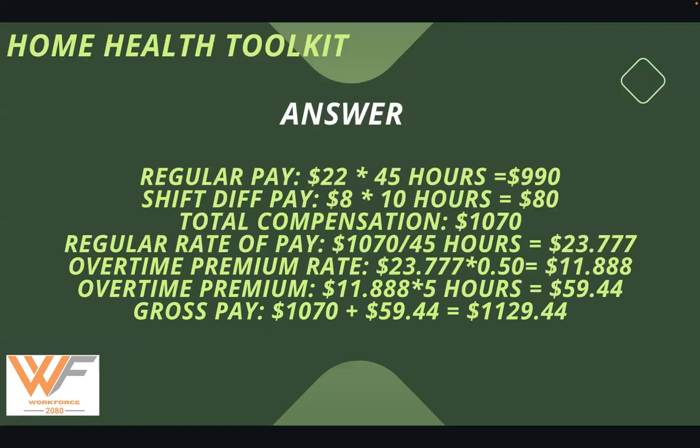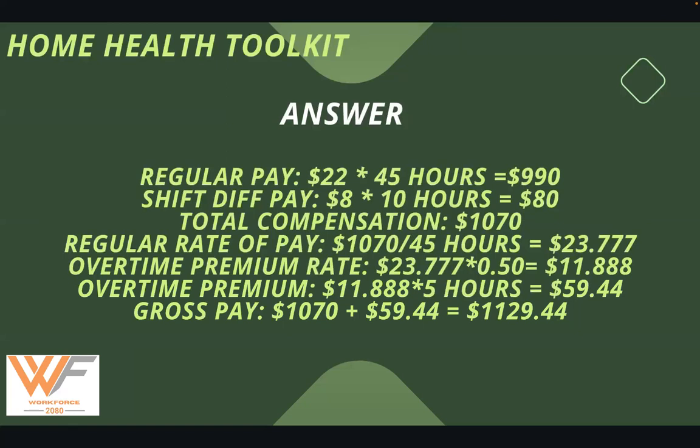Again, using that formula we just showed you a couple of slides ago, the regular pay is $22 an hour times 45 hours. That's how much she works. So it's a total of $990. But then we need to find the shift diff pay. So she's paid an additional $8 an hour for the 10 hours that she worked the night shift. So she's paid an additional $80 on top of that. So her total compensation is adding the $990 and the $80 together.